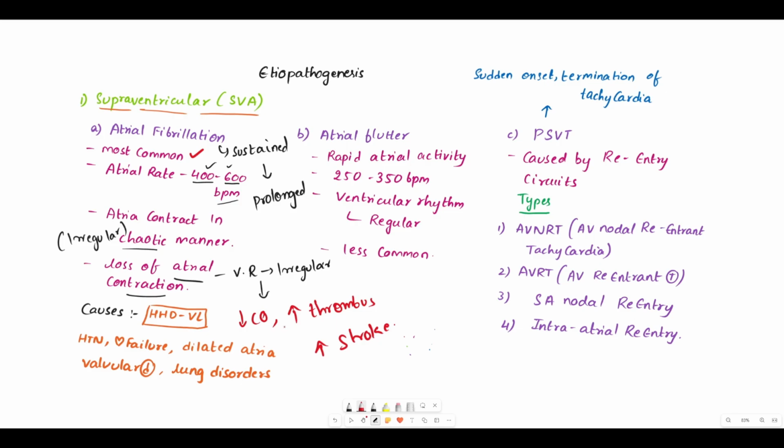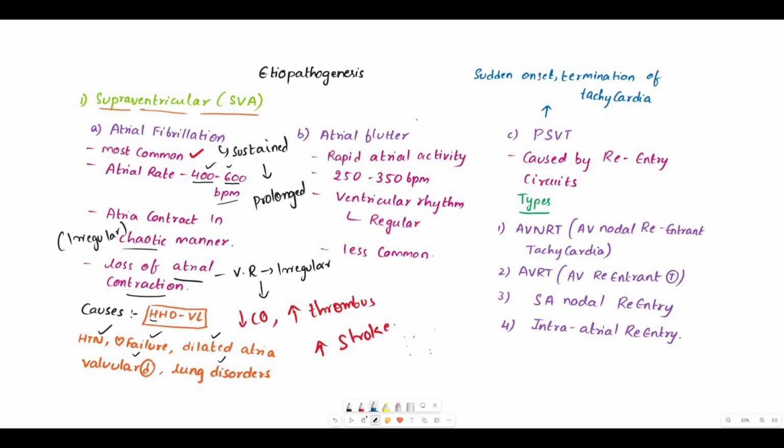Now let's see some of the causes which lead to atrial fibrillation. In the causes, remember the code HHDVL. The first H is hypertension. The second H is heart failure. D is dilated atria. V is valvular disease. L is lung disorders.